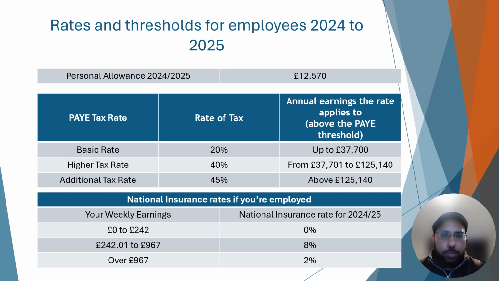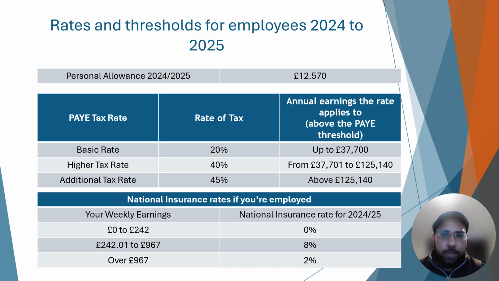Now, when it comes to taxes, there are three bands. You've got a basic rate, a higher rate, as well as an additional rate. It is a staggered approach. Basic rate individuals pay 20% tax, higher rate 40%, additional rate 45%. It is all based on earnings, obviously.